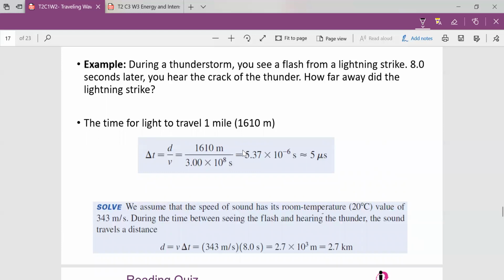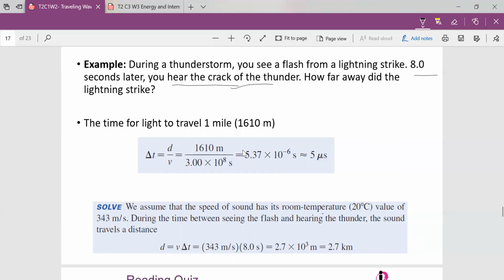Okay. So we'll look at another example. During a thunderstorm, you see a flash from a lightning strike. 8 seconds later, you hear the crack of the thunder. How far away did the lightning strike?